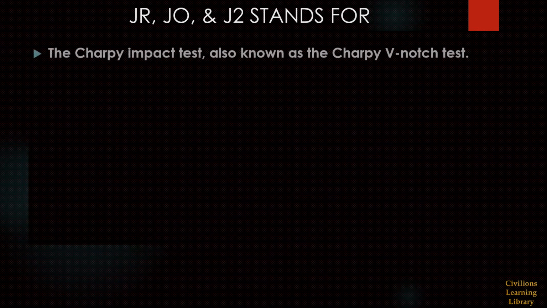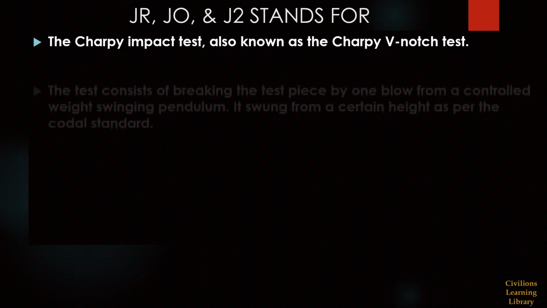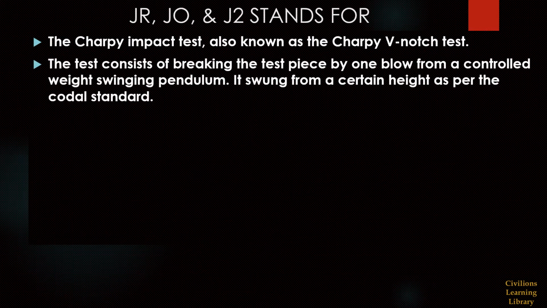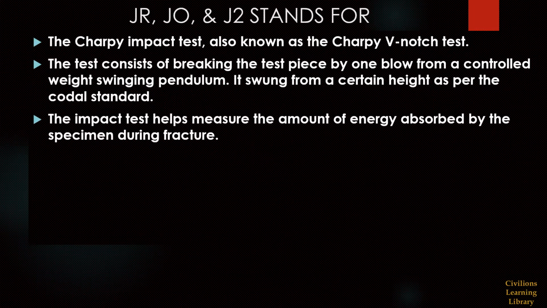The suffix JR, J0 and J2 always stands for the Charpy test temperature value. The Charpy impact test is also known as the Charpy V-notch test. The test consists of breaking the test piece by one blow from a controlled weight swinging pendulum. It swings from a certain height as per the code standard. The impact test helps to measure the amount of energy absorbed by the particular specimen during fracture.